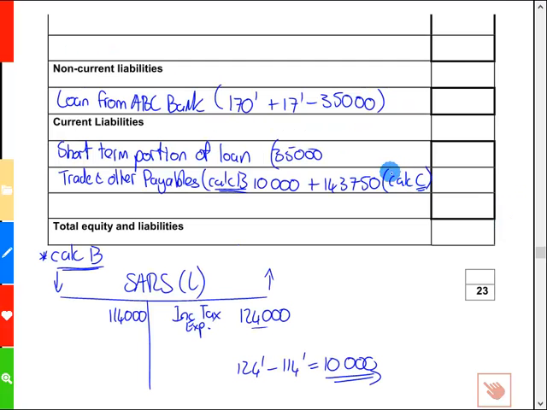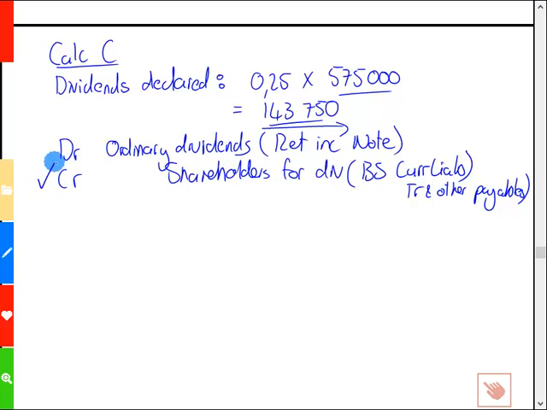Now we've done the one part. We've disclosed this in the balance sheet under trade and other payables. We need to now just disclose this under our retained income note. Okay, so let's go to our retained income note.